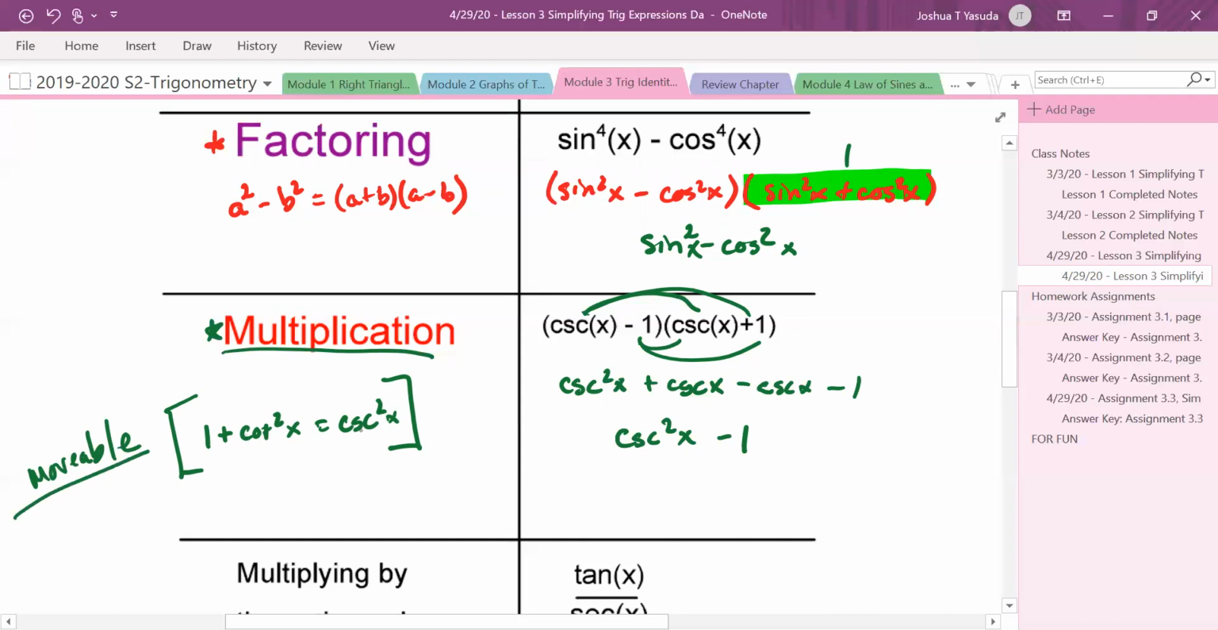But we said that you can move these terms around using basic algebra to make it look like what you want. So I'm going to subtract 1. And so I've got cotangent squared equals cosecant squared minus 1. And so cosecant squared minus 1 can be substituted, and we can put in cotangent squared of x. And that's our answer right there.